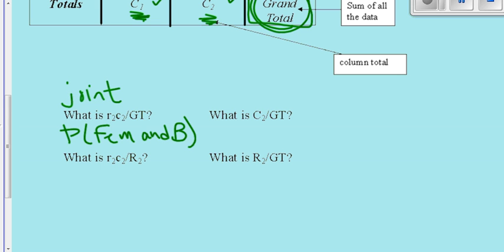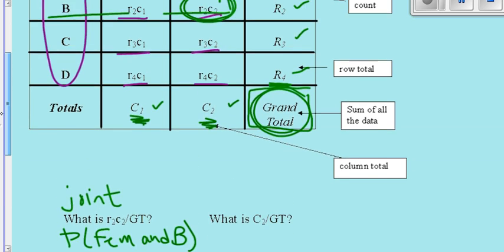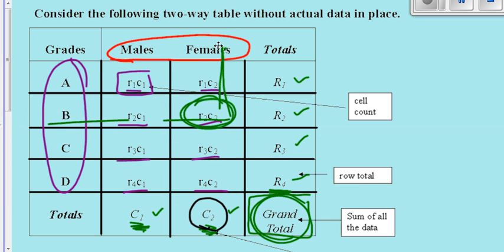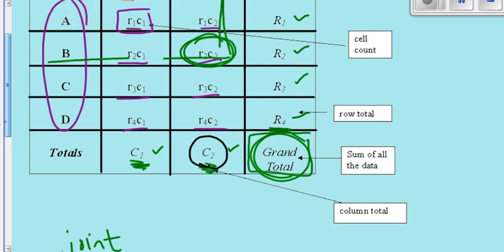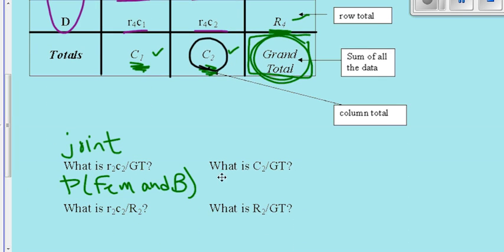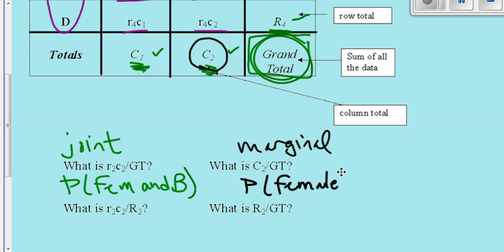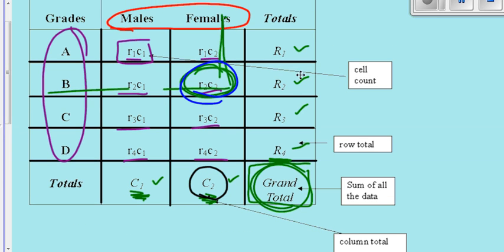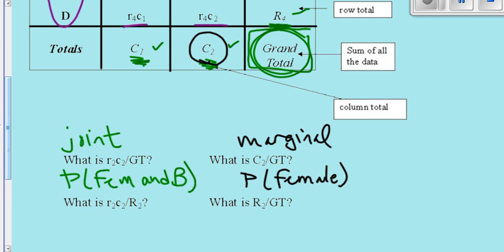Okay, the next one says what is C2 divided by the grand total? C2 is the total number of females, and there's no mention in the question about grades. So this must be what we would call a marginal probability, and it is just the probability of being female. Next one says, what do you get if you take R2C2, so the cell again, and divide by this? Well, if I'm taking a cell and dividing by a row or column total, that is what we call a conditional probability.